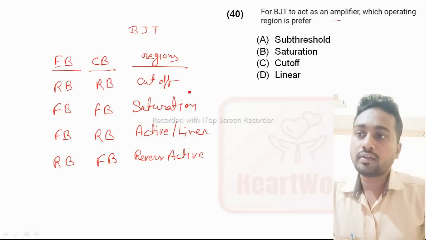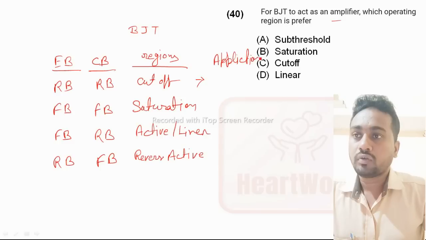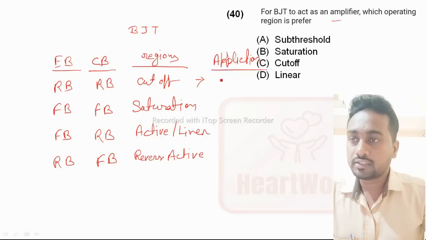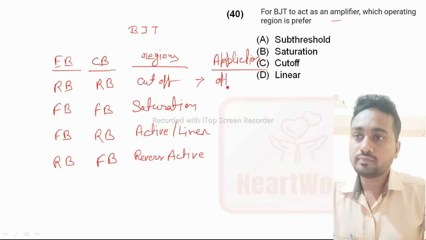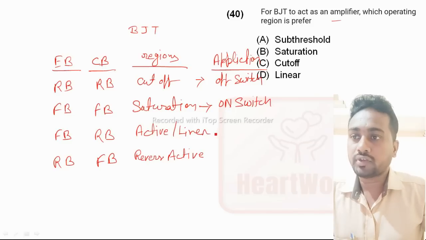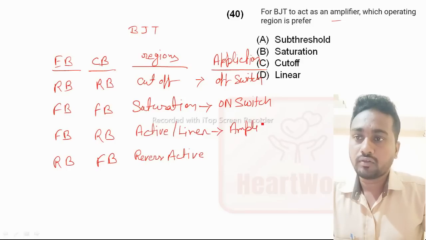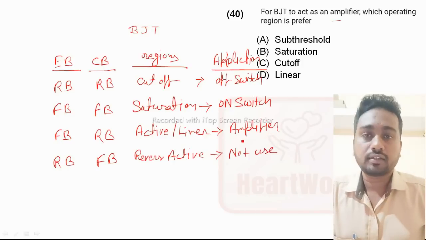So when the transistor is in the cut-off region, we will see the applications. In the cut-off region, a transistor acts as an off switch. When it is in the saturation region, it works as an on switch, and when it is in the active or linear region, it acts as an amplifier. And in reverse active, there is no use of this one. Not in use.